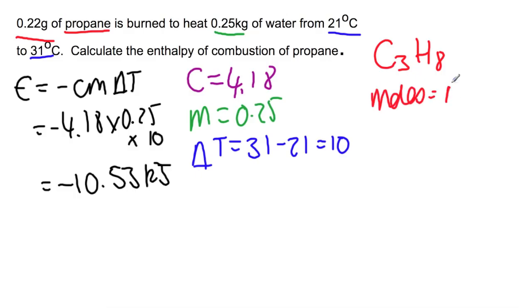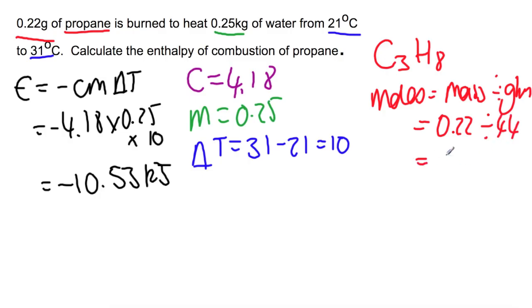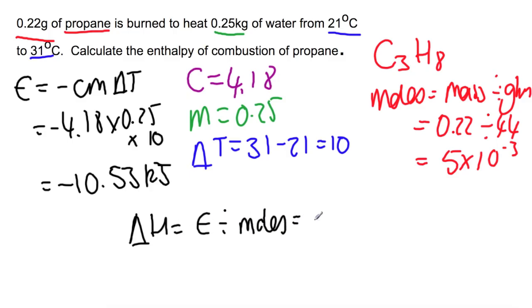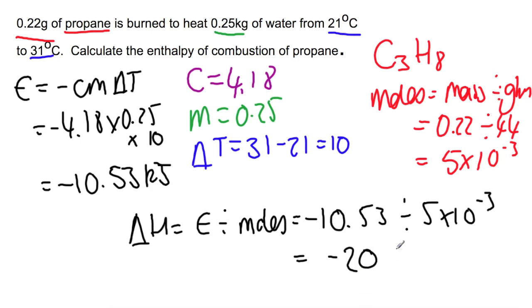So moles equals mass divided by gram formula mass. So we've burned 0.22 grams, and gram formula mass of 44 means that we have used 5 times 10 to the minus 3 moles. Then as before, we're doing delta H equals energy divided by moles burned. So 10.53 divided by 5 times 10 to the minus 3 gives you an enthalpy of combustion for propane of minus 2090 kilojoules per mole.